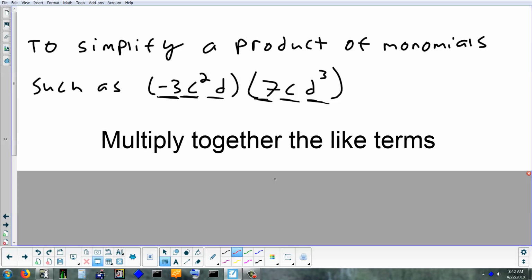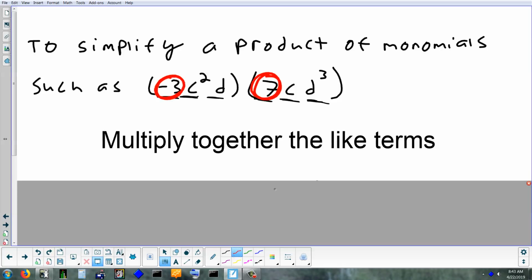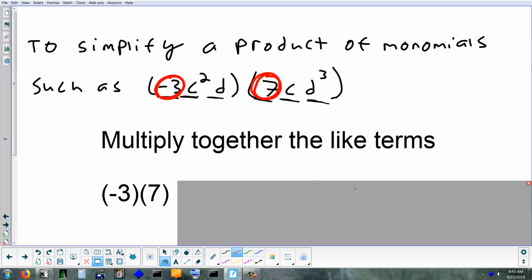I'll circle them in color so you can see them. What's the number in the first set of parentheses? Negative 3. What's the number in the second set of parentheses? 7. You can multiply those together. We're just going to change the order because the order does not matter when you're multiplying. So we're going to put those two next to each other. So we got that, we got that.